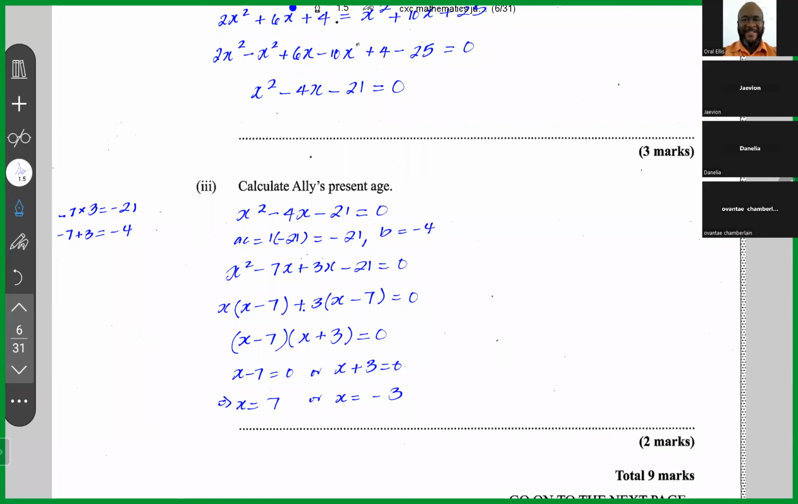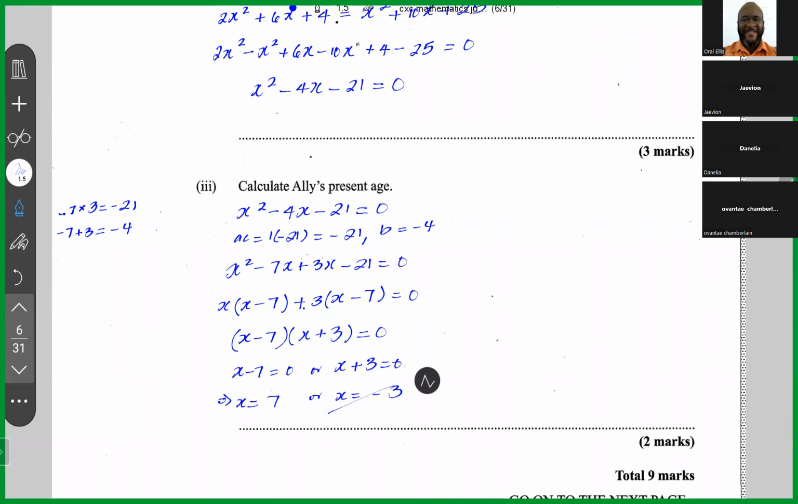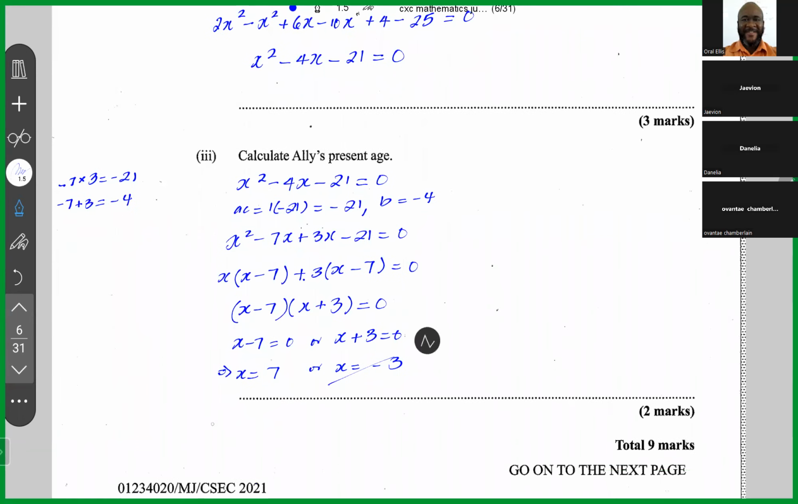Now, because we're dealing with age, x is actually the age of somebody. Somebody's age cannot be negative. So we're going to reject this answer, and we say that Ali's present age is 7 years. Ali is presently 7 years old.